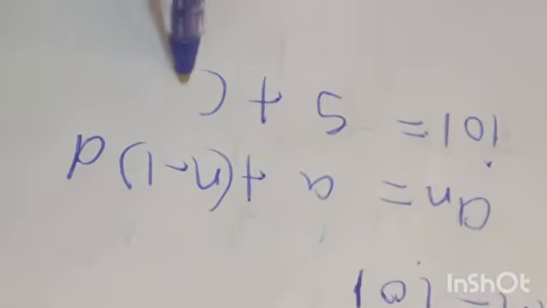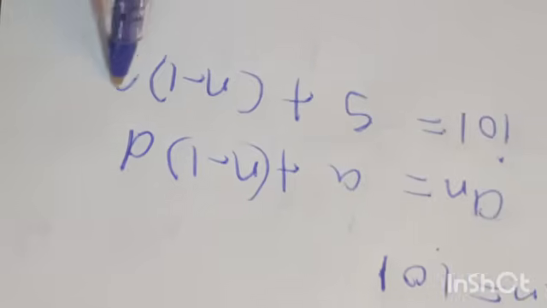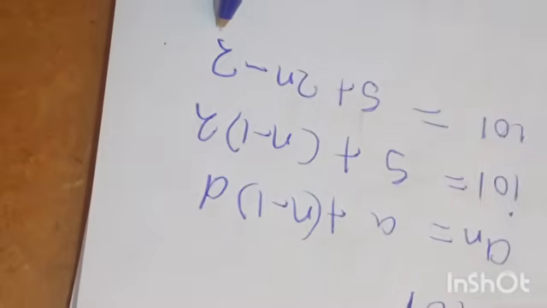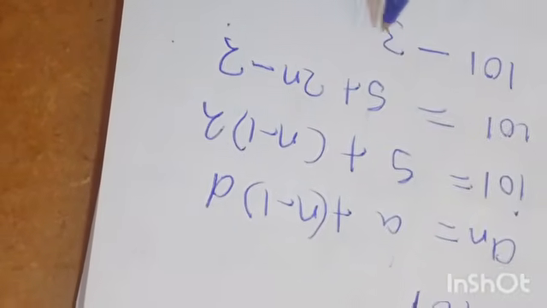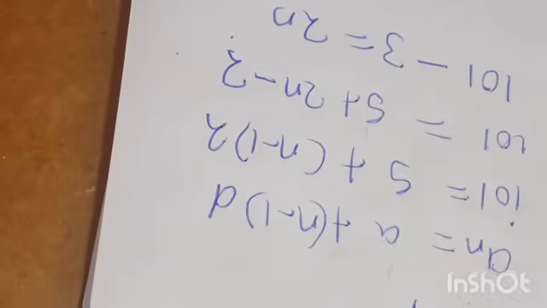For an AP, the nth term is an is equal to a plus n minus 1 d. So what is our an, which is 101, is equal to a is 5 plus n minus 1. What is our d? 2. So we have 101 is equal to 5 plus 2n minus 2. So this gives us 3. So we are going to have 101 minus 3 is equal to 2n.